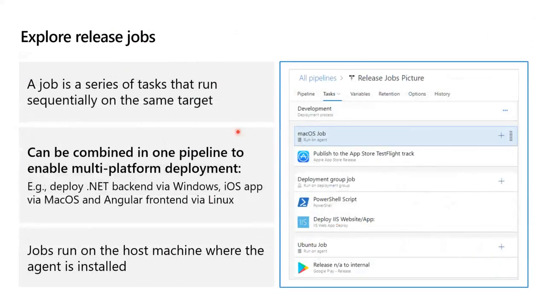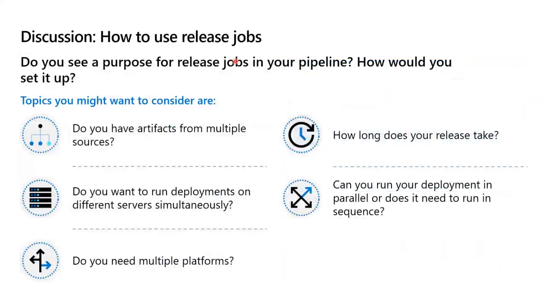What are release jobs? A job is a series of tasks that run sequentially on the same target and can be combined in one pipeline to enable multi-platform deployment. How to use release jobs? Do you see a purpose for release jobs in your pipeline? How would you set them up? Of course, when you have multiple environments and you want to test them, you want to play with the pre-deployment or the post-deployment conditions.